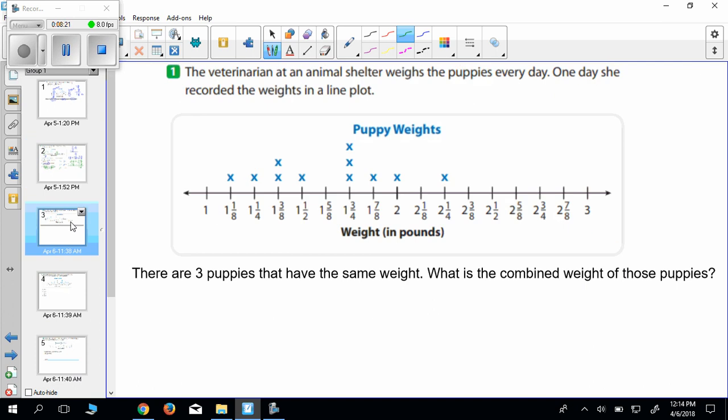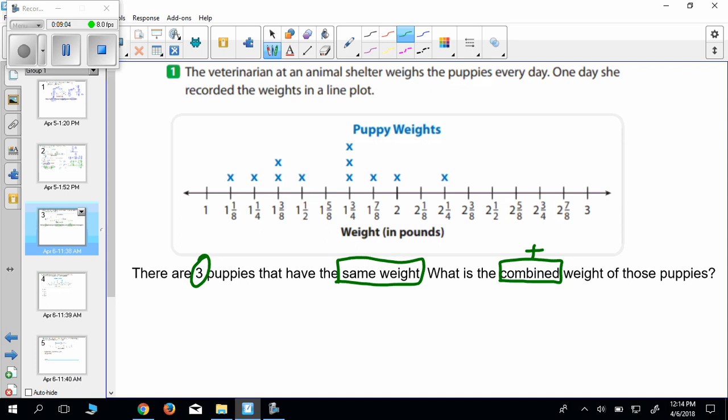Now, this is the same line plot. Now, this is another problem. It says there are 3 puppies that have the same weight. What is the combined weight of those puppies? Okay, so remember, combined means that we're taking and putting things together, so we're going to be adding. And there are 3 puppies that have the same weight. So you're looking for the number that has 3 X's. Okay, so you're going to be doing 1 3/4 plus 1 3/4 plus 1 3/4. You'll be doing that 3 times.